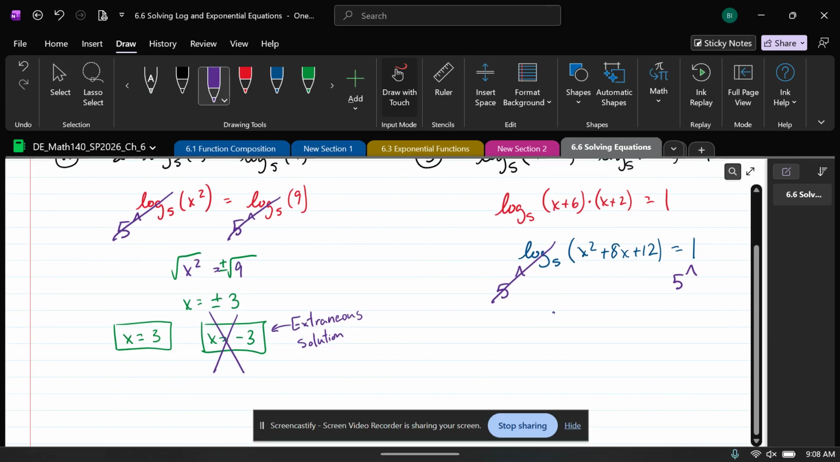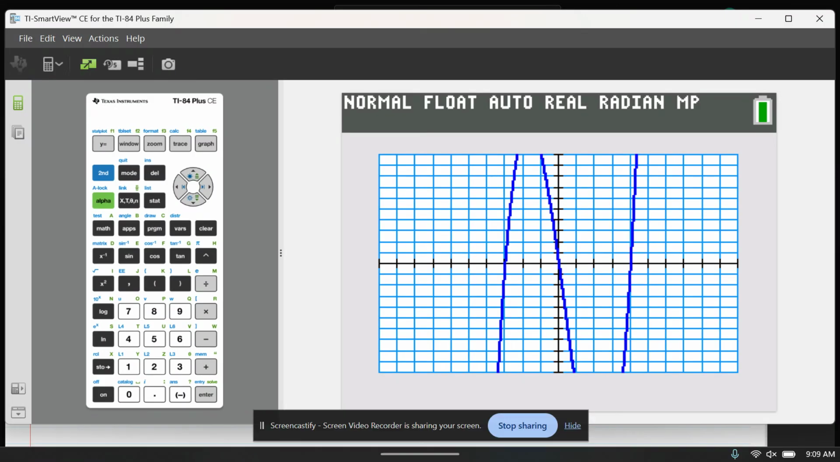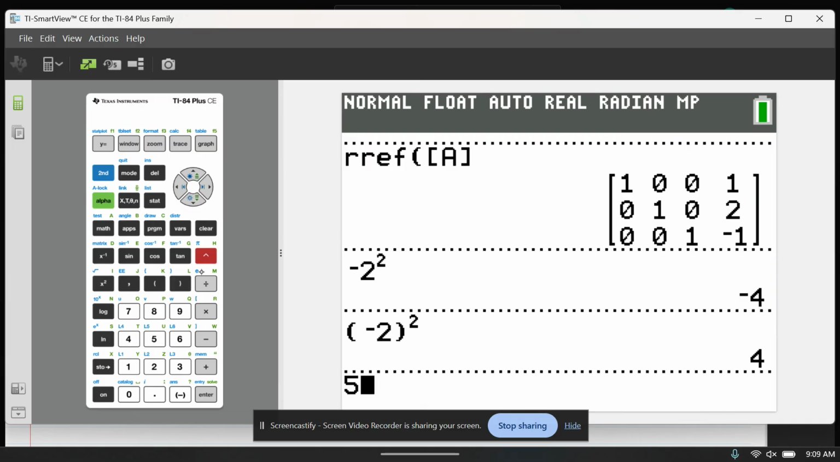So we end up with x squared plus 8x plus 12. And on the right-hand side, instead of having a log to cancel out, we've got a number. We got 5 raised to the first power, which is how much? 5 raised to the first power. It's just 5, yeah. 5 raised to the 1. It's 5.